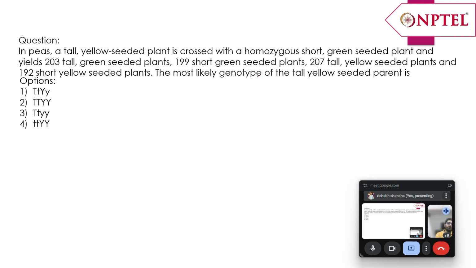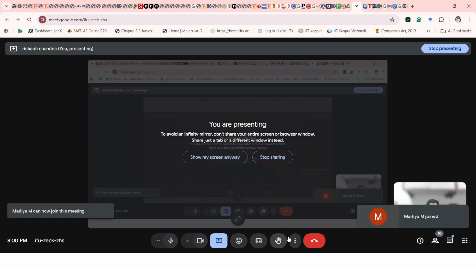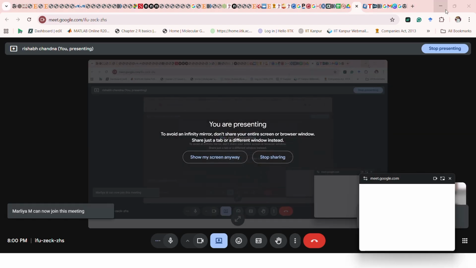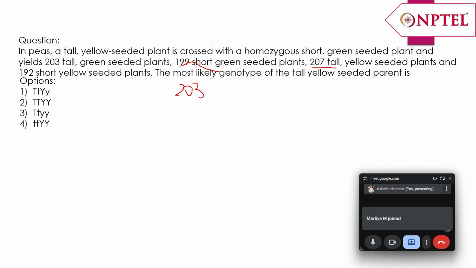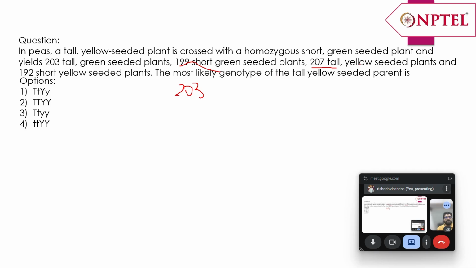In peas, a tall yellow seeded plant is crossed with a homozygous short green seeded plant and it yields 203 tall green seeded plants, 199 short green seeded plants, 207 tall yellow seeded plants and 192 short yellow seeded plants. The most likely genotype of the tall yellow seeded parent is, so what can be the correct answer?